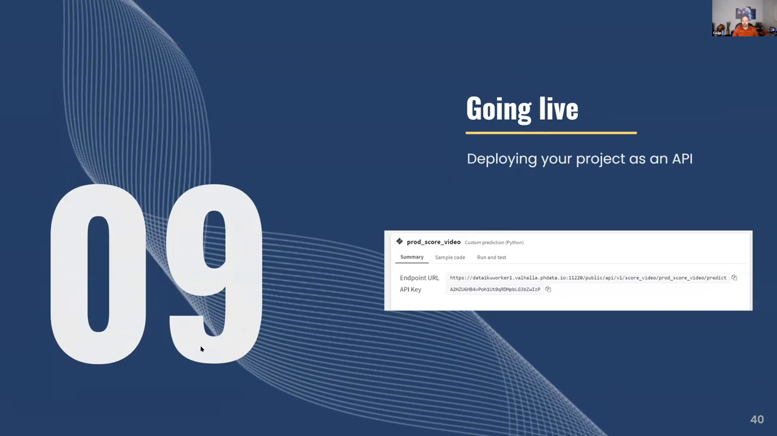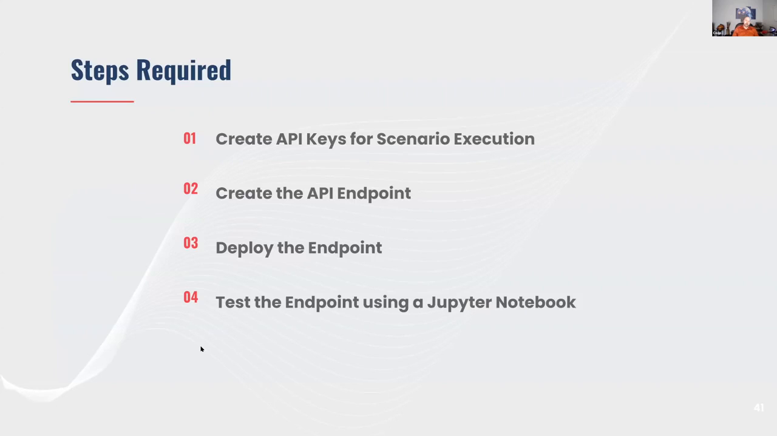a relatively complex API. So what I'm going to do is I'm going to have an API. I'll have an endpoint, and I want my user to be able to submit a video file, which will be base64 encoded. They will submit that to the endpoint. The endpoint will place that video inside the videos to score folder. It will then trigger the scoring scenario, wait for that scenario to finish, and then return the results. So we need to create some API keys, endpoints, deploy, and then we want to test it using a Jupyter Notebook.